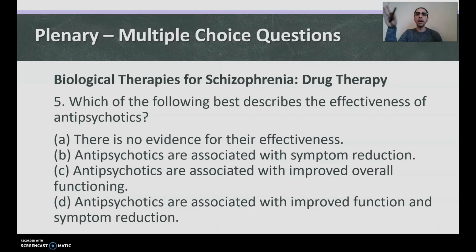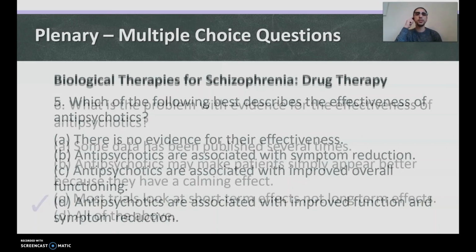Number 5. Which of the following best describes the effectiveness of antipsychotics? A. There is no evidence for their effectiveness. B. Antipsychotics are associated with symptom reduction. C. Antipsychotics are associated with improved overall functioning. D. Antipsychotics are associated with improved function and symptom reduction. I think D. Yes, good. So they improve functioning and reduce symptoms.